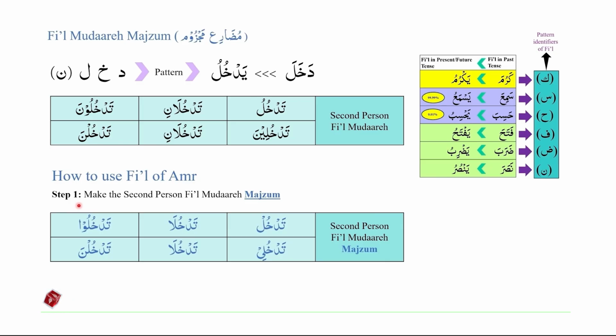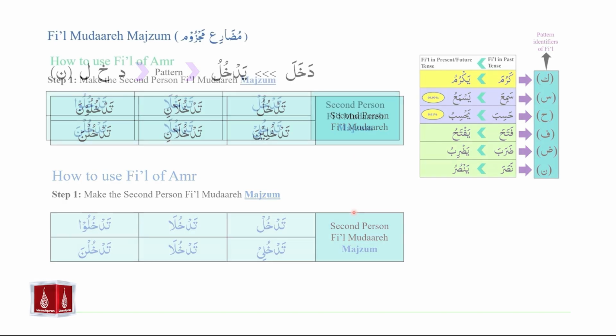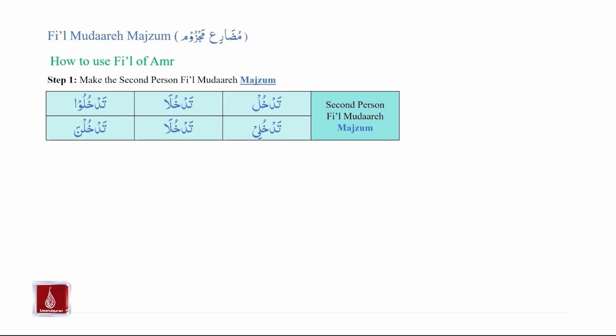So we have completed the first step where we took the second person fi'il mudari section of the table and we converted that section of the table into fi'il mudari majzoom. So our first step towards formation of fi'il of Amr is to take the second person fi'il mudari section of the table and convert it into fi'il mudari majzoom. And our results are tadkhul, tadkhula, tadkhulu, tadkhuli, tadkhula, and tadkhulna.